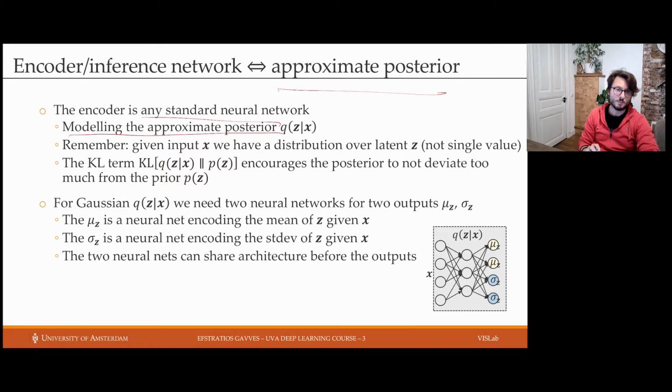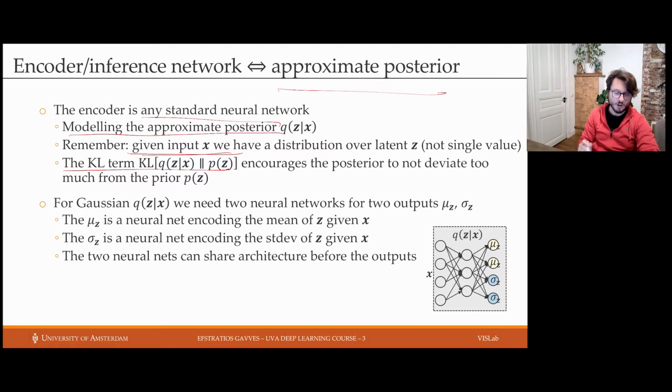In the end, our only goal with the encoder network is to compute an approximate posterior which is as close as possible to the true posterior, and our network has a stochastic output in the sense that given input x, our output is going to be a distribution over z, not single values. The KL term between the approximate posterior and the prior makes sure that our approximate posterior is not too far away from our prior. Therefore, the prior acts as a regularizer, as we'll see next.